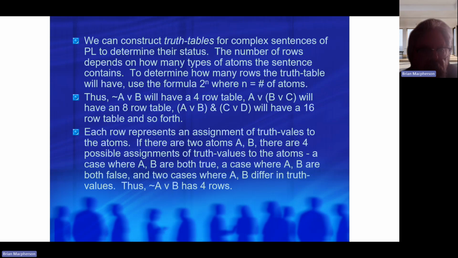As I say here, each row represents an assignment of truth values to the atoms. If there are two atoms, A and B, then you can verify that there will be four possible assignments of truth values to the atoms: a case where A and B are both true, a case where A and B are both false, and two cases where A and B differ in truth values. Thus, the statement not A or B has four rows.